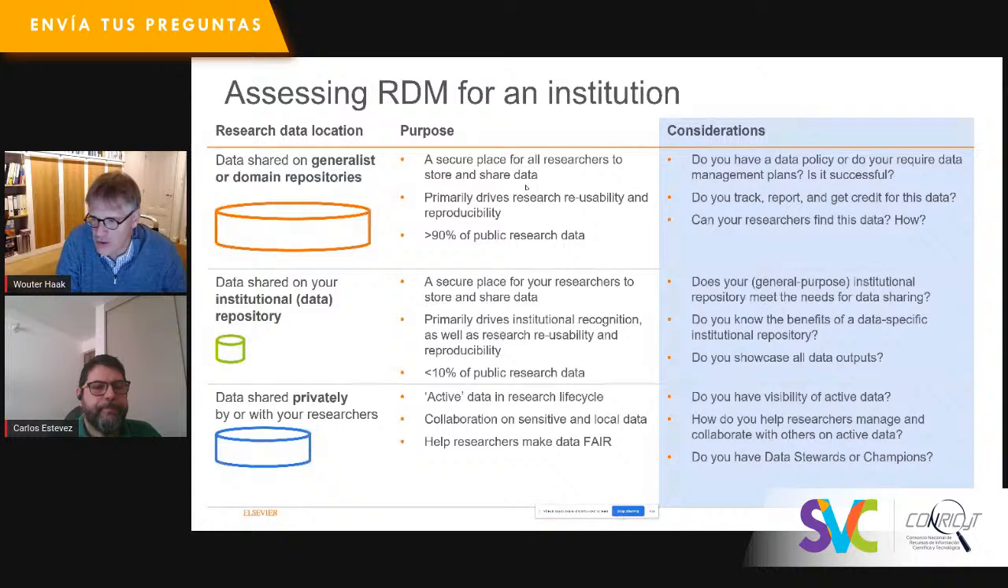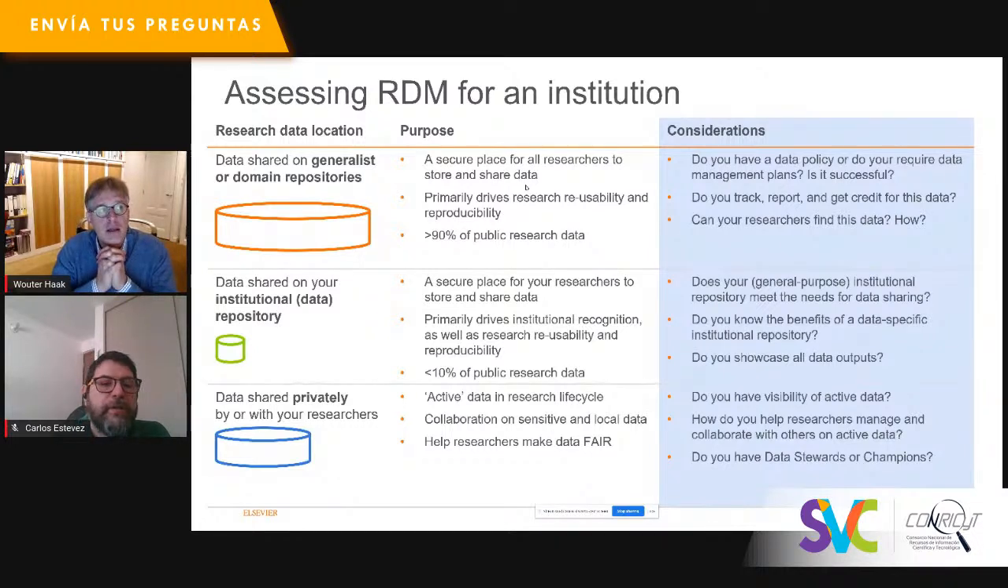Yes, you can't just provide any infrastructure because if it's not trusted, then it will not work. Thank you. Wouter, are you aware of some or any national assessment research system that now is including data as part of the assessment for researchers?